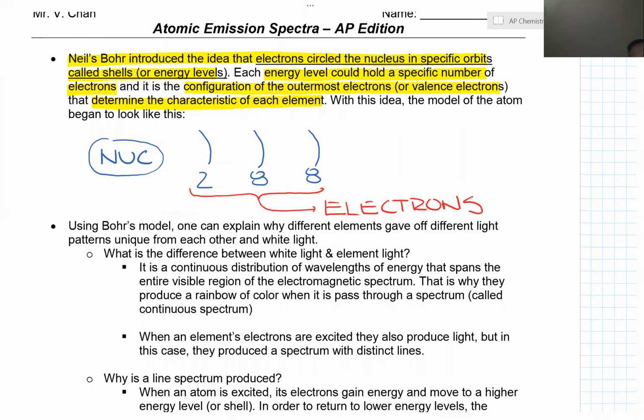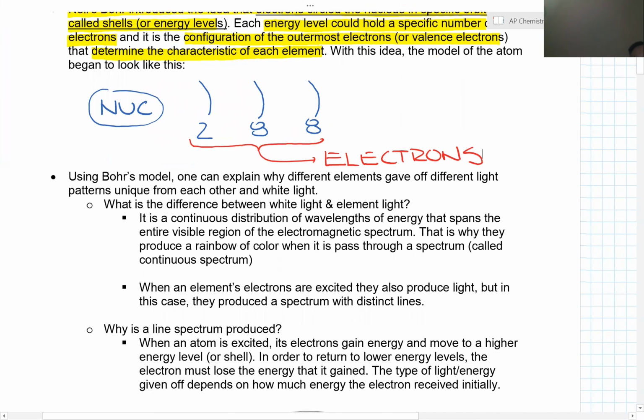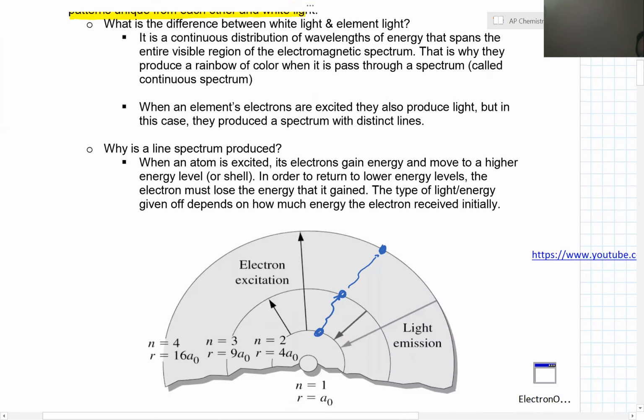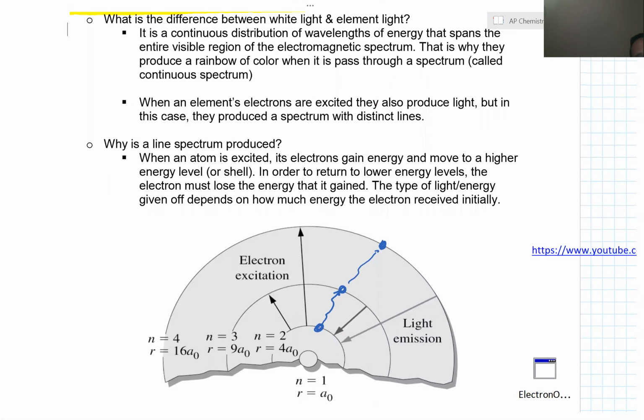Now, using this model, remember, this model explained why different elements gave off different light patterns, unique from each other and white light. Now, you can read what is the difference between white light and element light? But what I want to do is focus on why a line spectrum is produced?